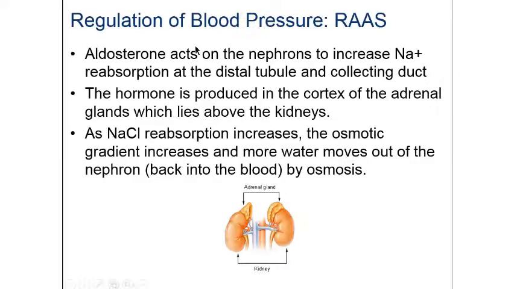Now we will talk about the regulatory function of the kidneys, and one of the ways the kidney maintains homeostasis is through the regulation of blood pressure. There is a system called the RAS system, which involves bringing blood pressure down when it is too high.